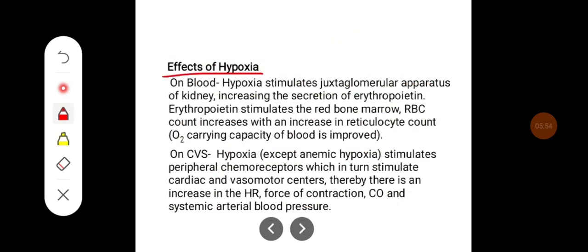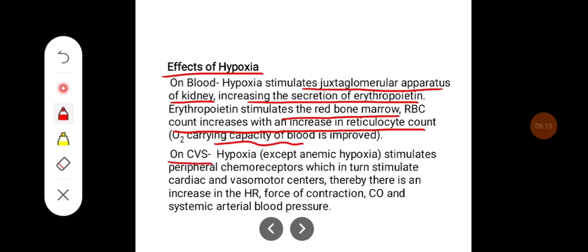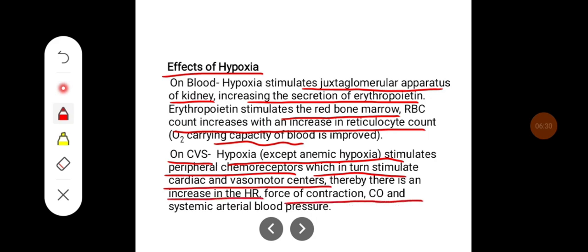Effect of hypoxia in various systems. On blood: hypoxia stimulates the juxtaglomerular apparatus of the kidney, increasing the secretion of erythropoietin. Erythropoietin stimulates the red bone marrow. RBC count increases with an increase in reticulocyte count, and eventually the oxygen carrying capacity of the blood is improved. On the cardiovascular system, hypoxia, except anemic hypoxia, stimulates peripheral chemoreceptors, which in turn stimulate cardiac and vasomotor centers. Thereby, there is an increase in heart rate, force of contraction, cardiac output, and systemic arterial blood pressure.